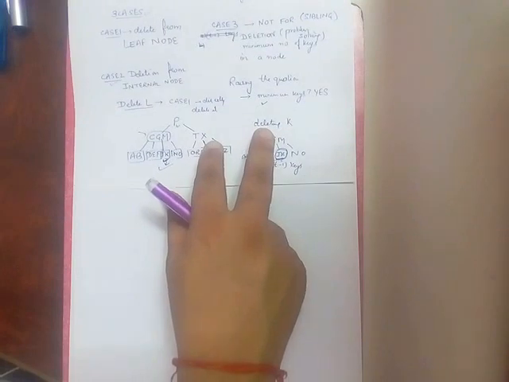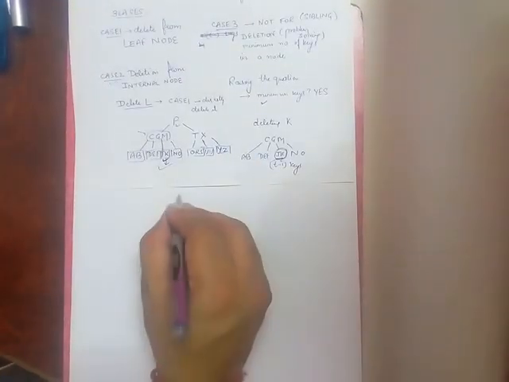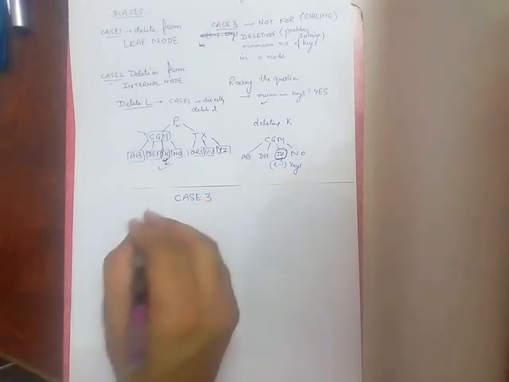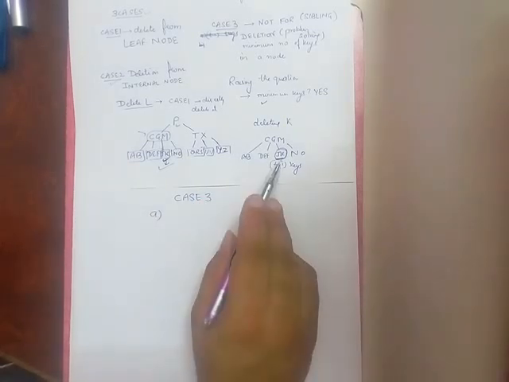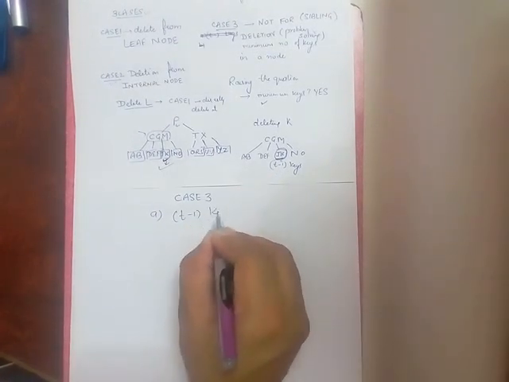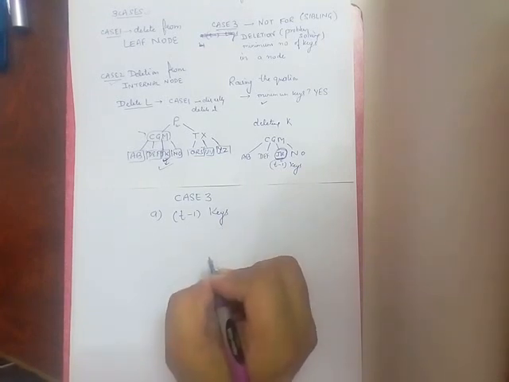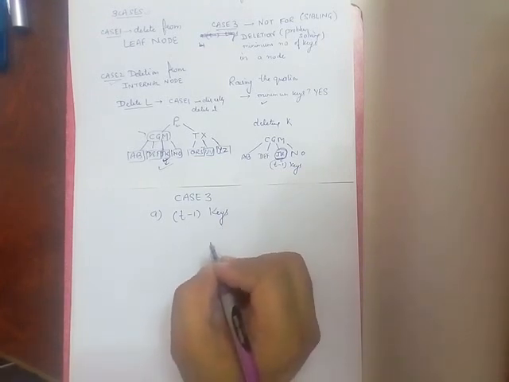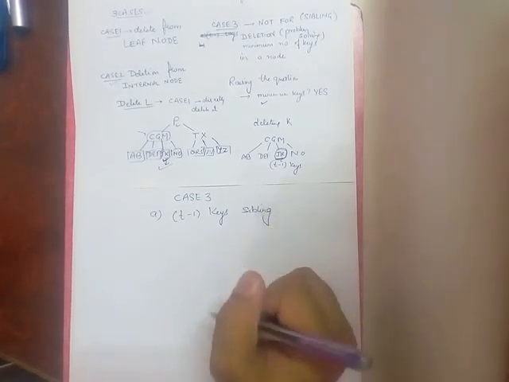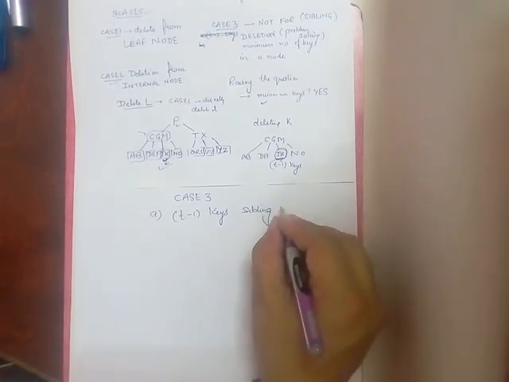I am telling here, you can see in this page particular. In case 3, point A says that if we are deleting a key from a particular node which is having t minus 1 keys, then we see its sibling which is having at least t keys.